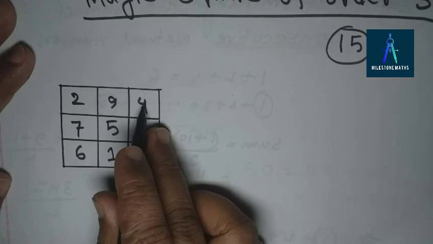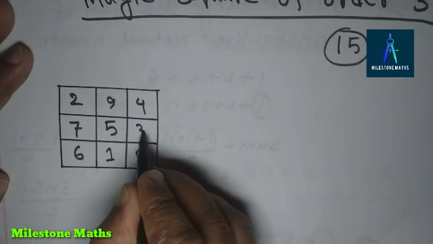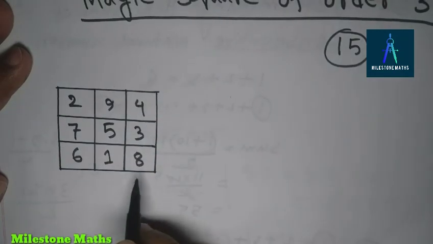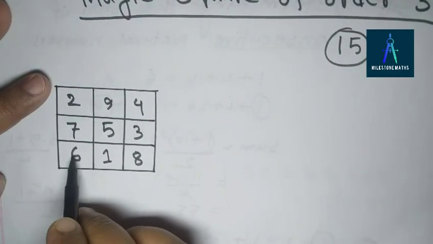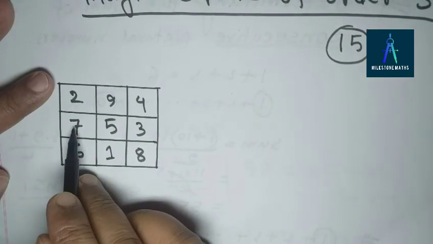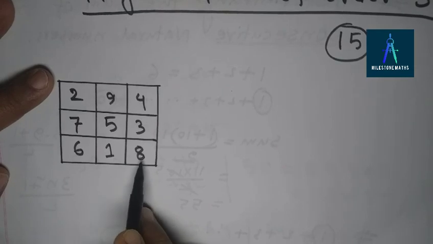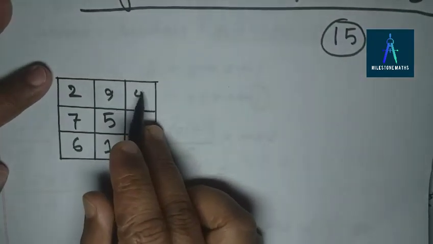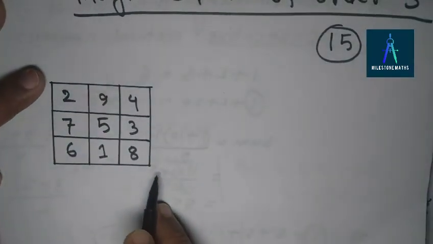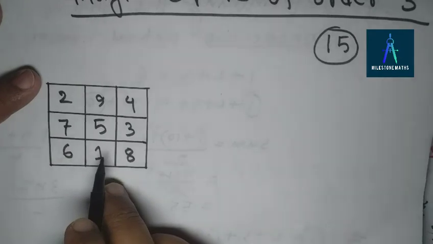Now 8 plus 4 is 12. So we need here 3 to make it 15. Now if we check, 6 plus 2 is 8 plus 7 is 15. 6 plus 1 is 7 plus 8 is 15. If we add this line, 8 plus 3 is 11 plus 4 is 15. If we add diagonally, we will get 15. So this is the magic square of order 3.